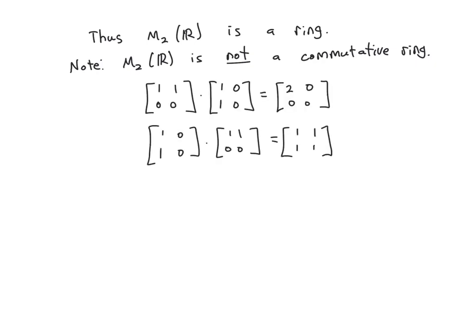Because, for instance, if I take these two matrices and multiply them in this order, I get the matrix with the 2 in the upper left-hand corner. But if I multiply them in the other order, I get the all ones matrix. And since these two matrices are not the same, we see that A times B is not equal to B times A in general. There are some cases where it's true and some cases where it's not.